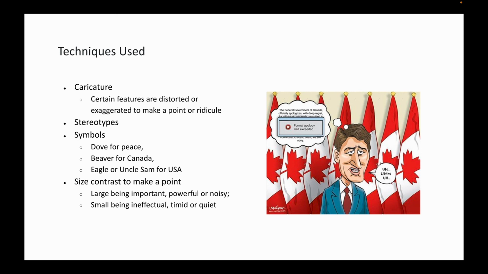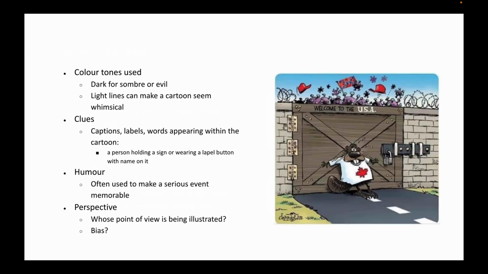The next cartoon shows some more techniques that are used. Color tones are often used. Dark will represent something that's somber or evil, and light lines are going to be whimsical. We will often have clues. Maybe there's going to be some captions like this one: "Welcome to the US." Labels or words appearing within the cartoon. Maybe somebody's holding a sign or whatnot. It's meant to be funny. It's often done in a funny way.